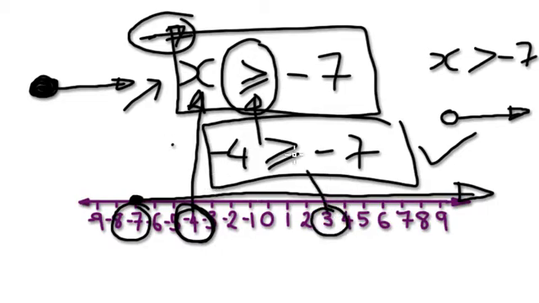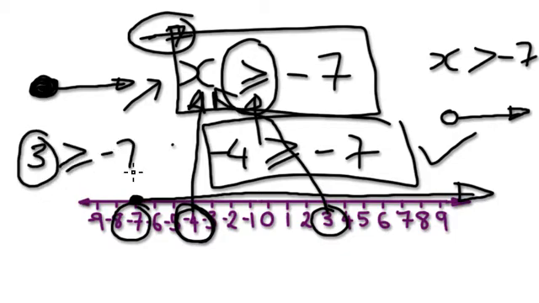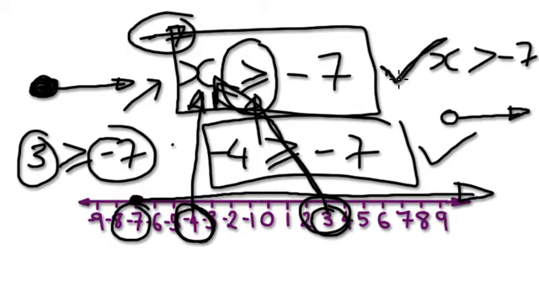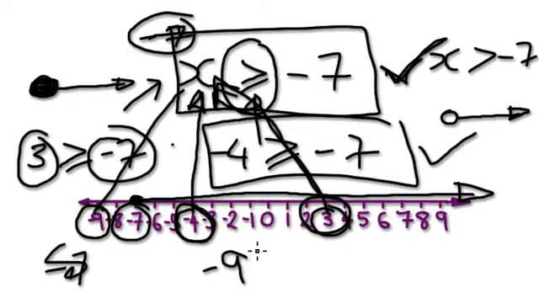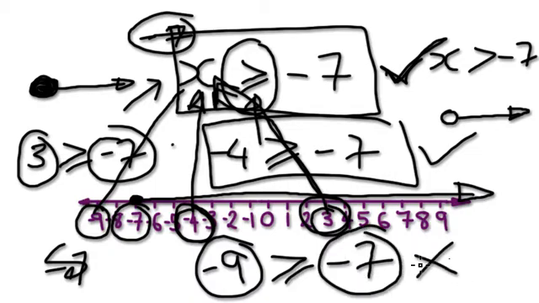If you put, let's say, 3 into here, well, 3 is bigger than -7. So by putting the 3 into here, you're allowed to do that. That's a good thing. But if you put -9 into here, you're saying -9 is greater or equal to -7. Well, this is not true, because -9 is not greater or equal to -7. So this -9 here is no good.